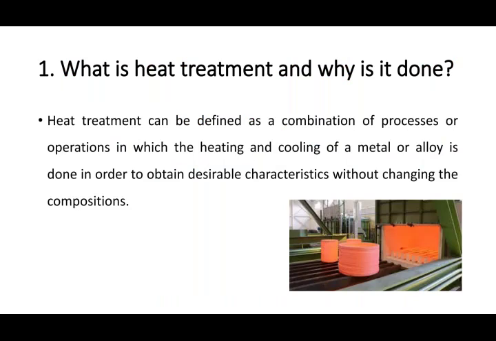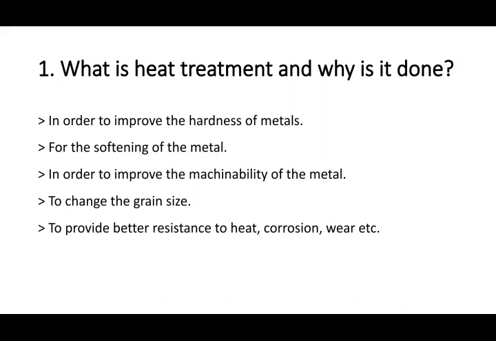So here we do not change the composition. Here you can see an image of heat treatment. The metal or alloy is heated first, and then it is cooled under various conditions. And why is it done? It is done in order to improve the hardness of the material. It is done for softening of the metal, to improve the machinability of the metal, to change the grain size, and to provide better resistance to heat, corrosion, wear, etc. These are some purposes of heat treatment.